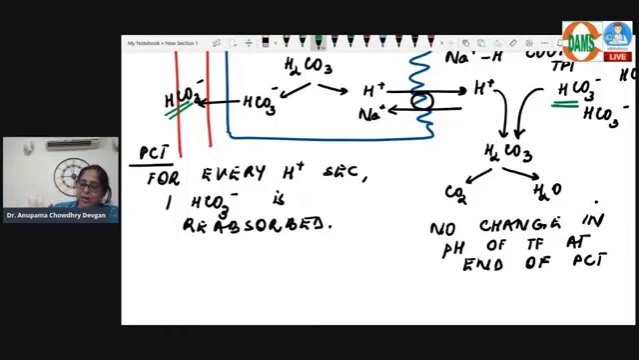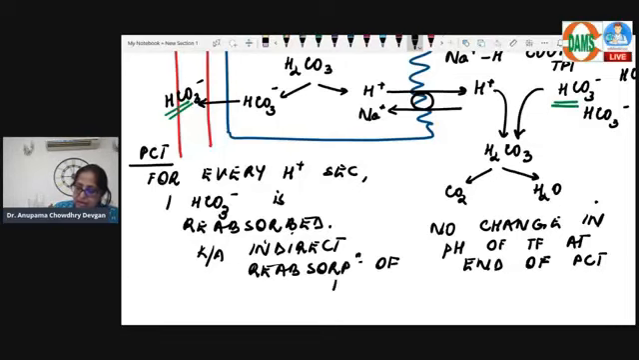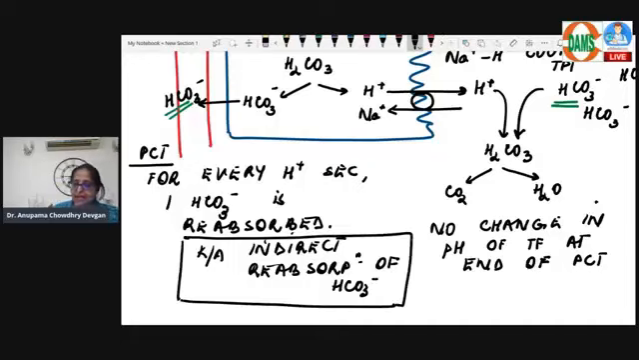But we call this an indirect reabsorption of bicarbonate. Why indirect? Because you must understand, it is not the filtered bicarbonate which is entering into the blood. But yes, for every H plus secreted, one bicarbonate is entering into the blood, isn't it? So we can say there is a reabsorption, but this is an indirect reabsorption. This has been asked as a question: the site of indirect reabsorption of bicarbonate is the PCT.